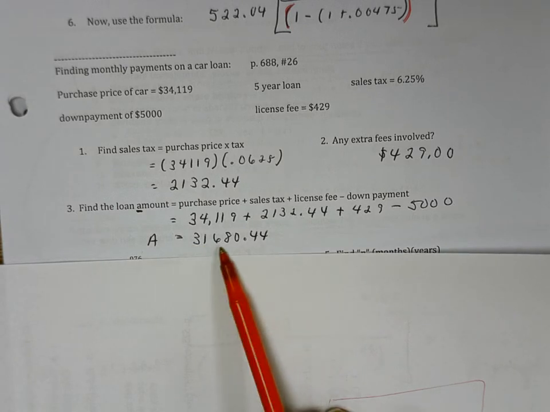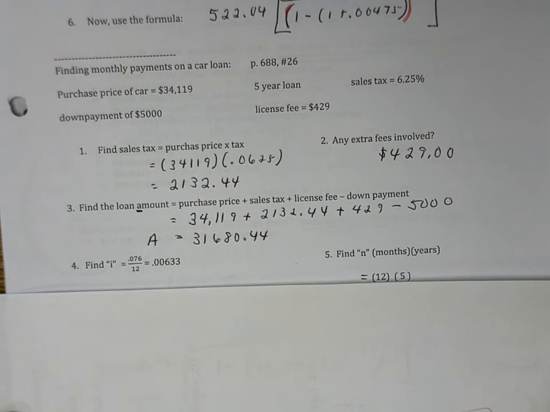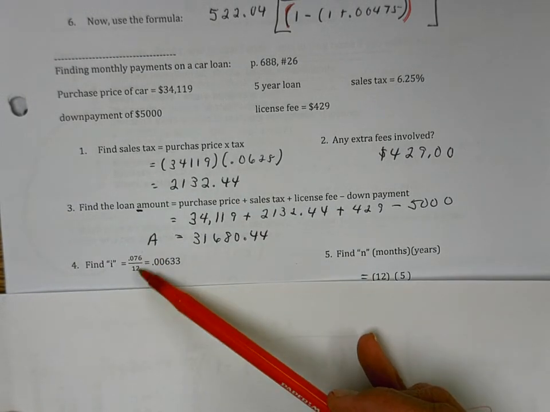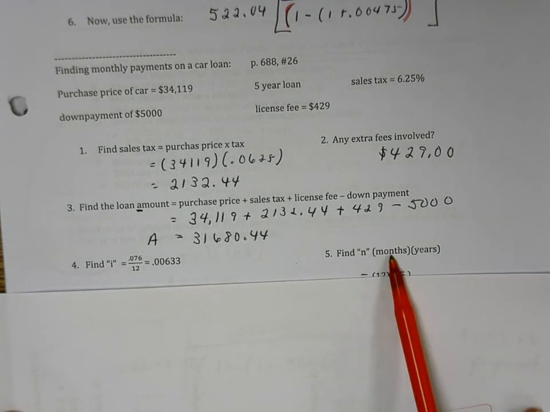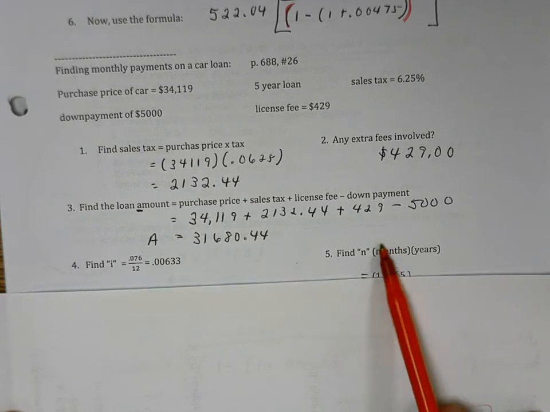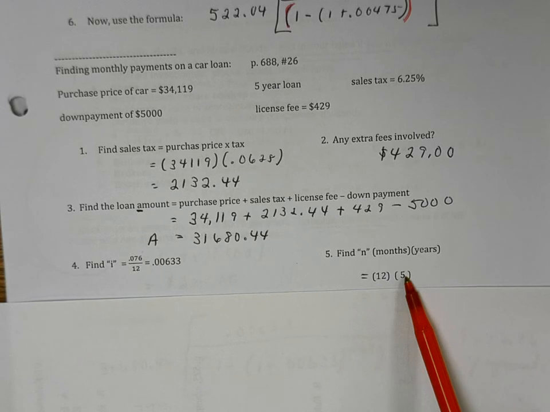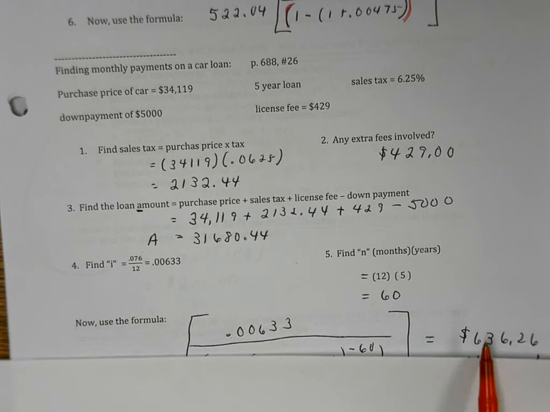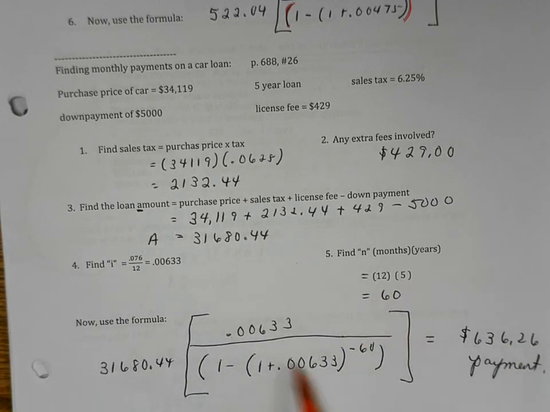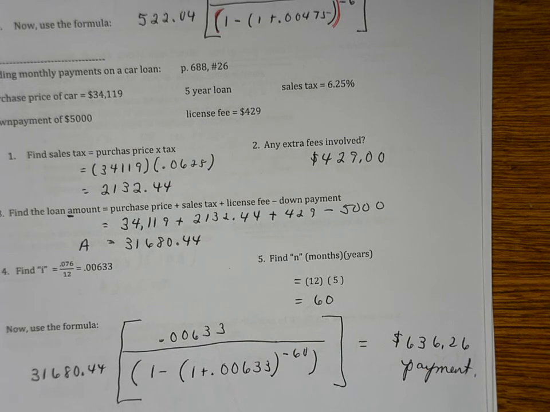There's our A value. A. Next thing you do, you've got to find your I value. So you take your R divided by 12. It's always divided by 12. Always, always, always. Then find your N value. Well, to find your N value, how many months are you going to be paying off this car? Well, you're going to have it for 5 years. There's 12 months in each year, so you're going to make 60 payments. Okay, now take all of your values here, plug it in. See if you get 636.26 for your payment.